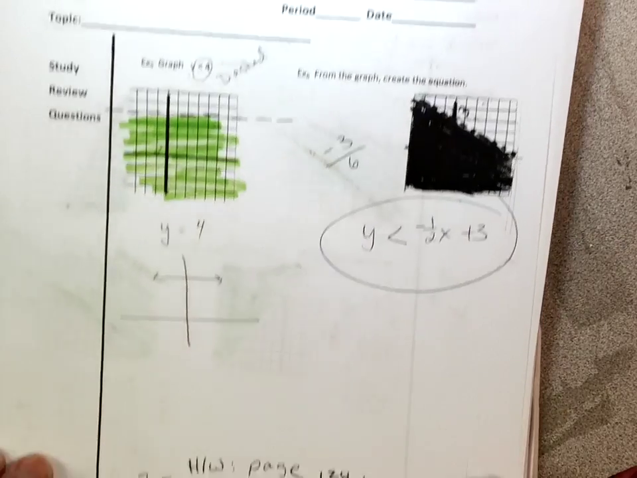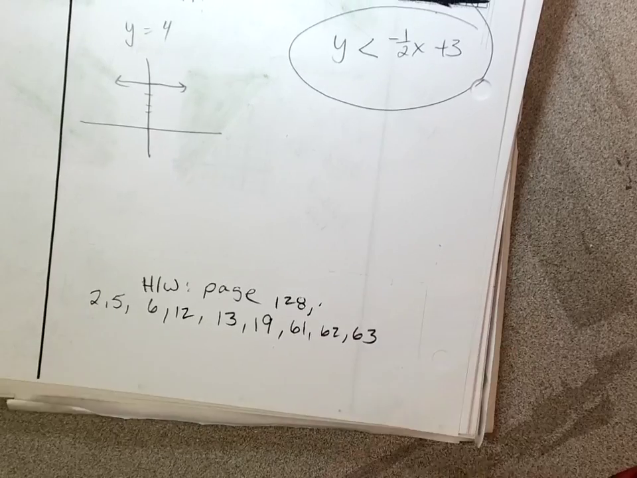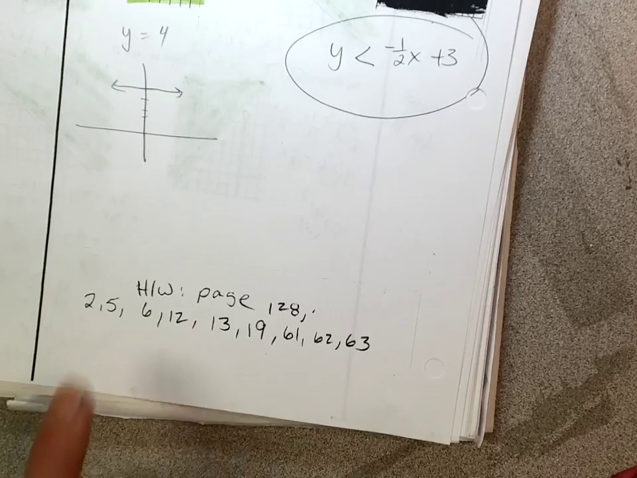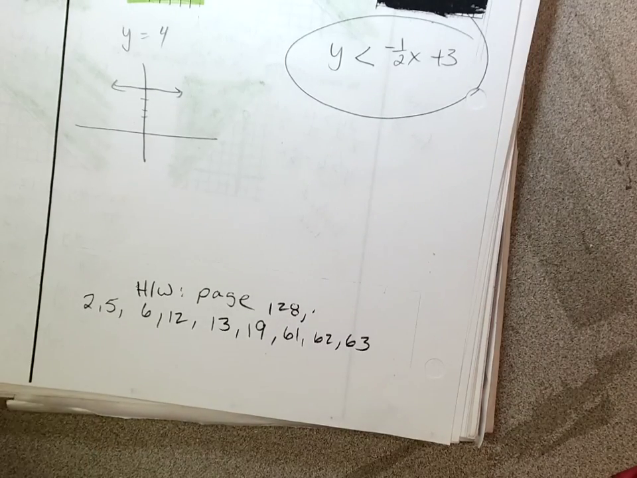All right, so homework for today, page 128. It's a lot of shading, but it's really pretty quick. Page 128, and you can see the problems.